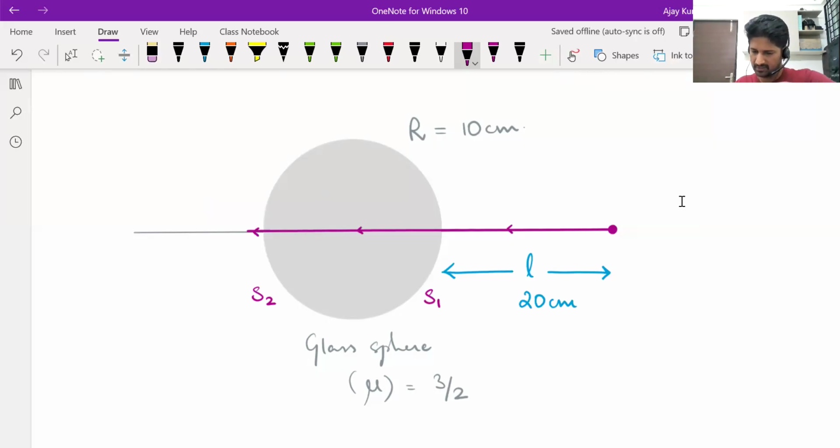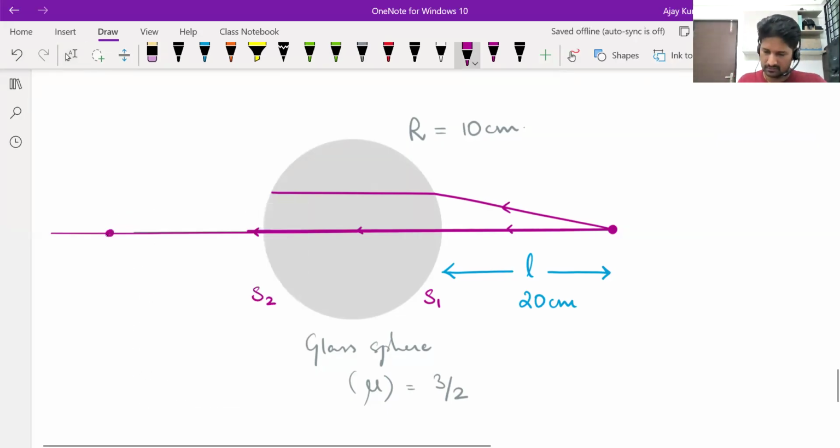So this ray passes straight without any deviation. One more ray if you take it like this. Actually, this is exaggeration. You should not have this much angle because paraxial approximation will not be valid then. But let it be. For our visualization, we are taking it like this. And inside the glass sphere, they travel parallel to the principal axis. And then once they are out, they appear to be meeting at 20 centimeters on this side. So this is what is happening to the light actually coming from the object.